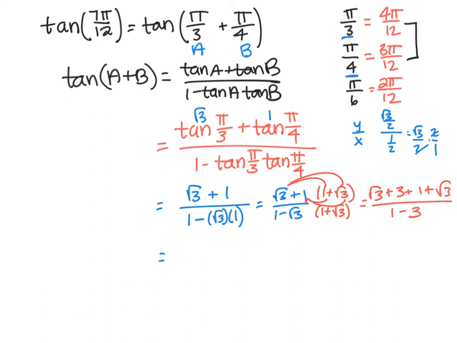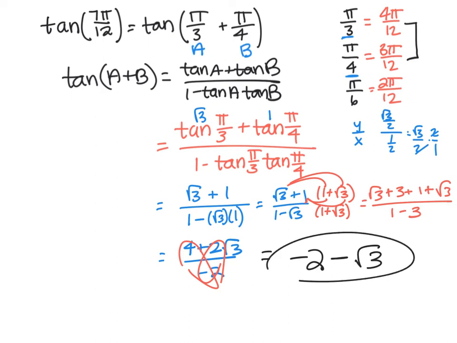And just about done. 3 plus 1 is 4, plus 2 root 3 all over 1 minus 3 is negative 2. Reduce this by dividing that negative 2 out. And we get negative 2 minus root 3. So, tangent is the same idea as sine and cosine. The formulas do end up messy, but it's going to be the same process each time, where you're multiplying by a conjugate, simplifying your radicals, reducing a fraction.